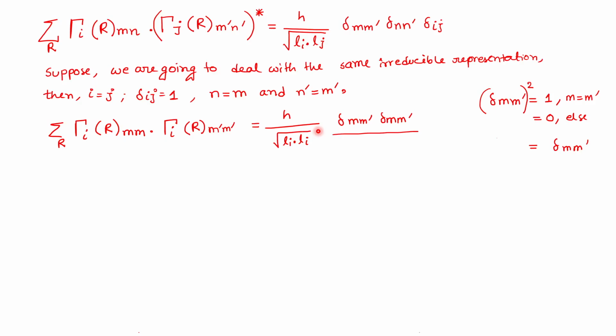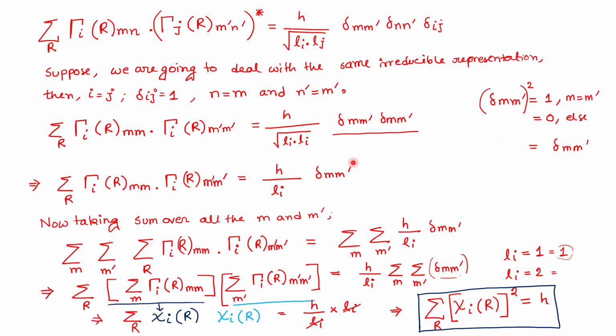And if we do that, what are we going to get? Next line, the left hand side is the same, just the right hand side I have changed: h divided by l_i into delta m m dash. Now taking the sum over all m and m dash, so we are talking about the diagonal elements. So there are multiple m and m dash.